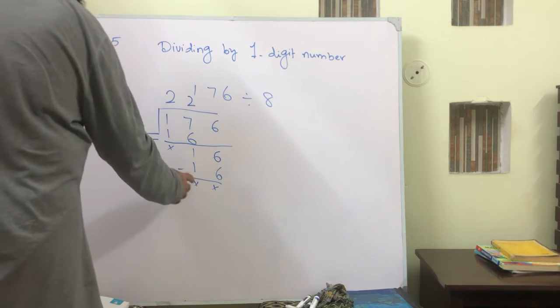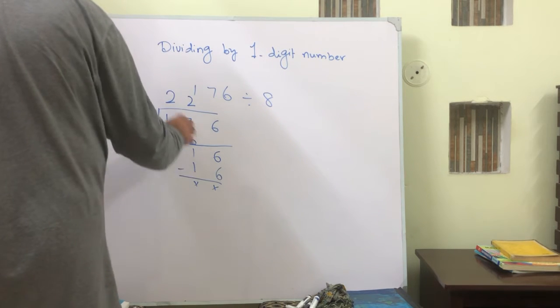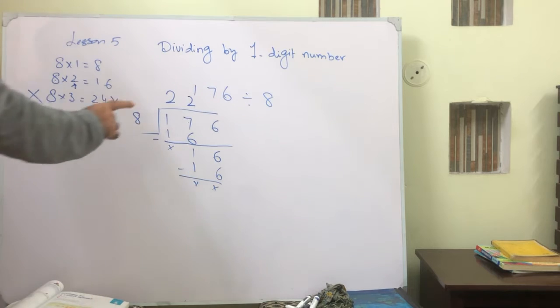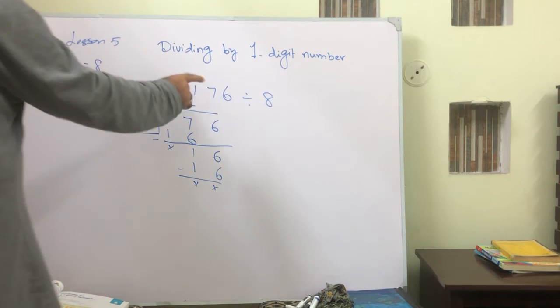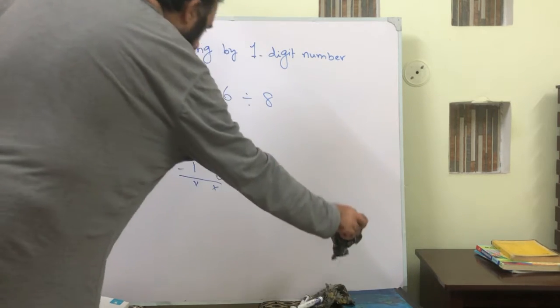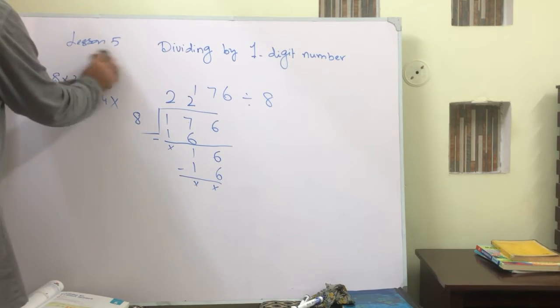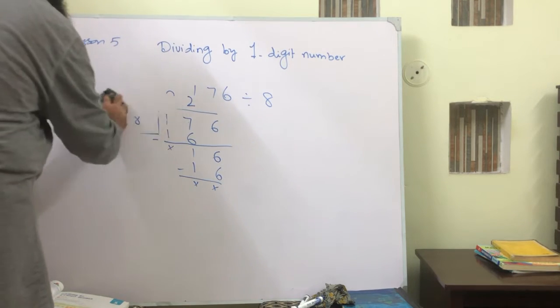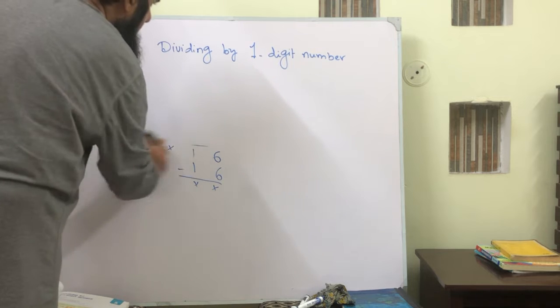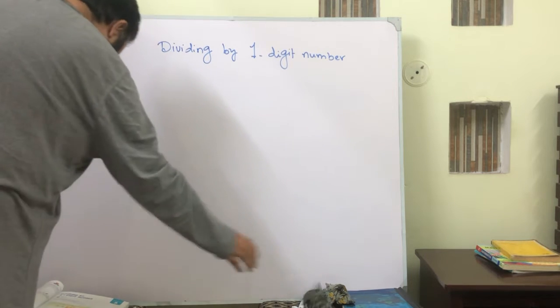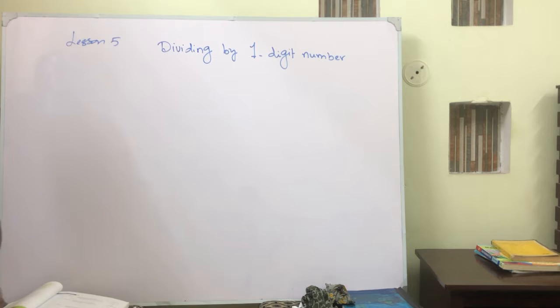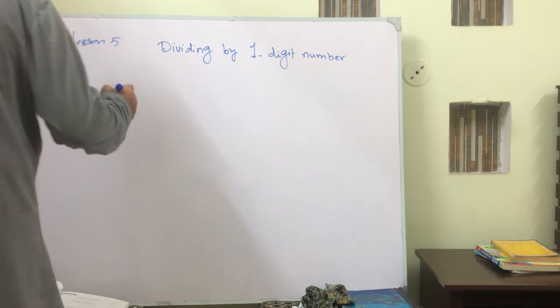The last thing is, here we have 0, so the remainder is 0, so our answer is 22. So when we divide 176 by 8, we get the result 22. Okay, so this was how to divide by a one-digit number. We will be doing some more examples so that it is easier for you. We'll be going to page number 48.